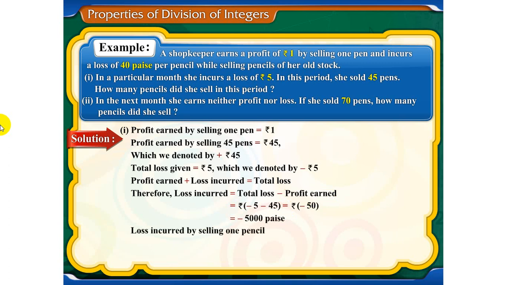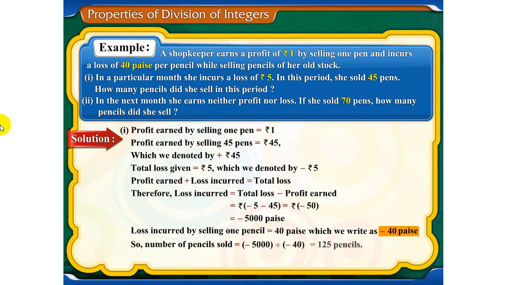The loss incurred by selling 1 pencil equals 40 paise, which we write as minus 40 paise. So the number of pencils sold equals minus 5,000 divided by minus 40, which equals 125. Thus, the shopkeeper sold 125 pencils.